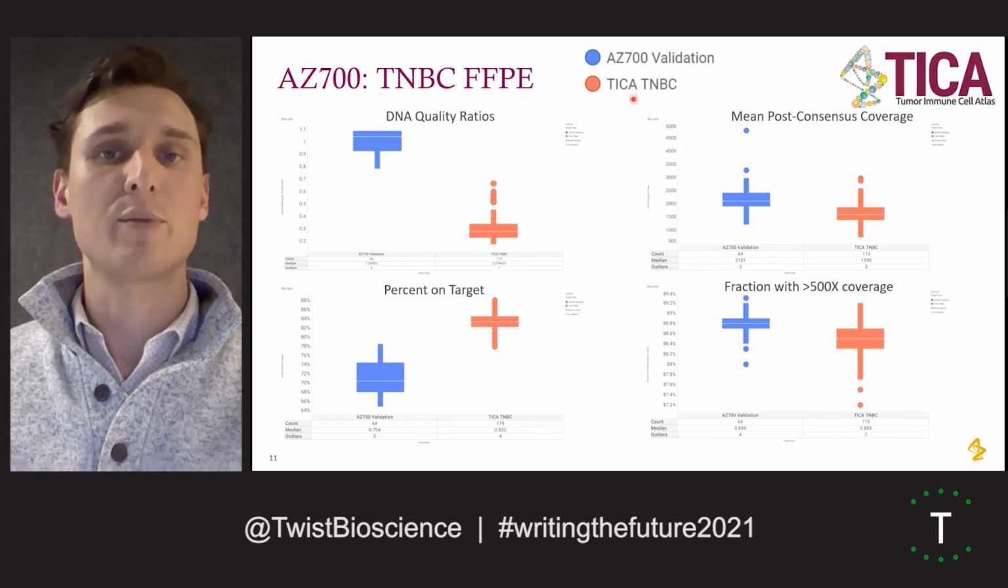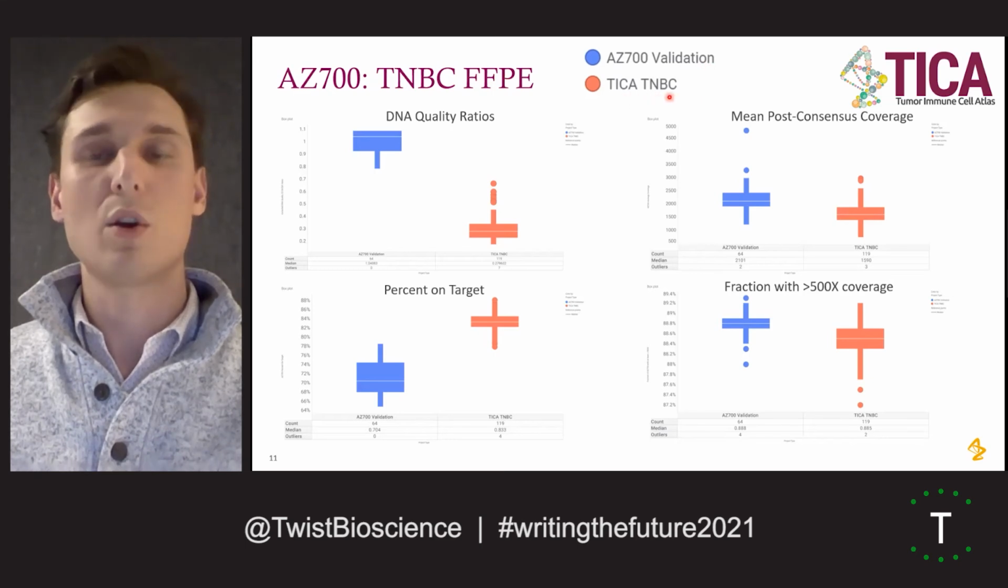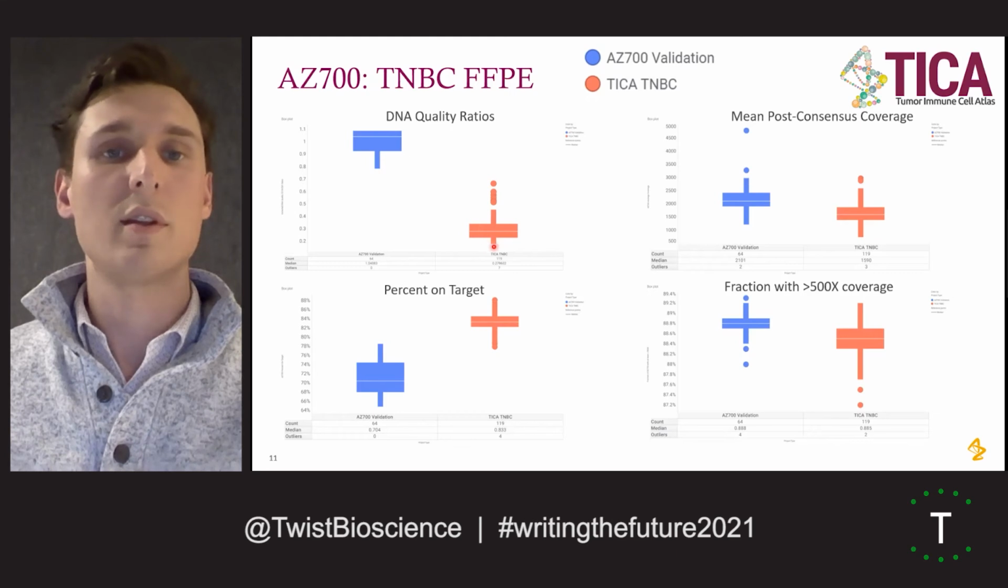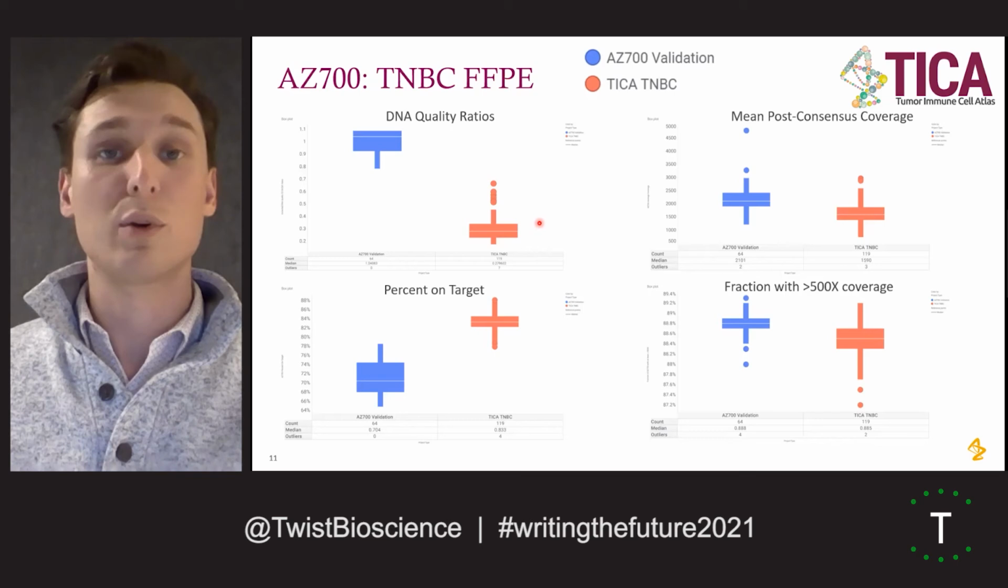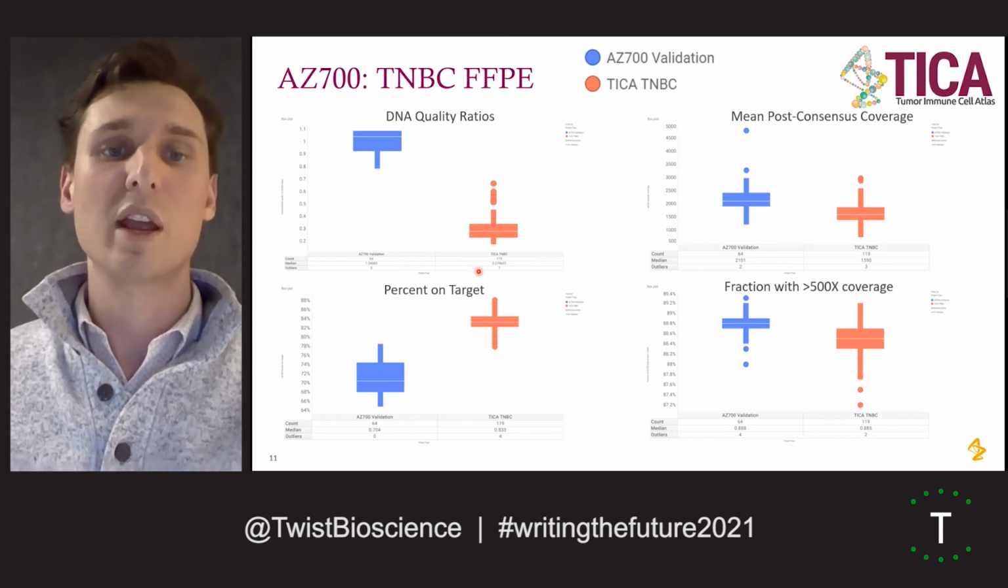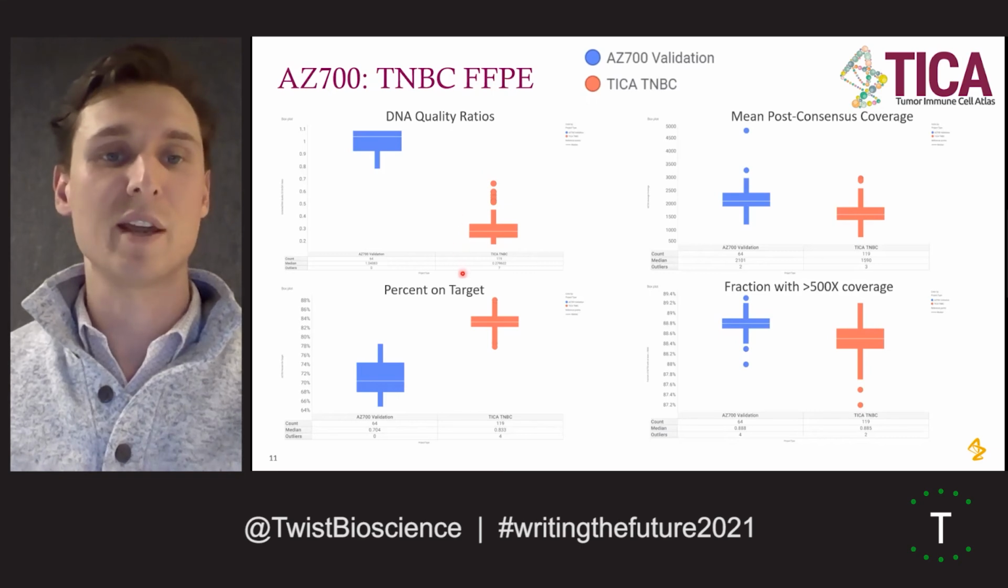So just to give some relative metrics, the AZ700 validation samples, which are again cell line FFPE, are shown here, as well as the TNBC cohort samples. And you can see for the TNBC FFPE samples, the DNA quality ratios, the median was about 0.3. The quality ratios are still quite low. So while we're good, we're not magic. We couldn't make the DNA more amplifiable and better quality than it was previously extracted at.